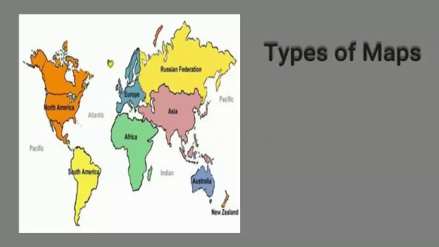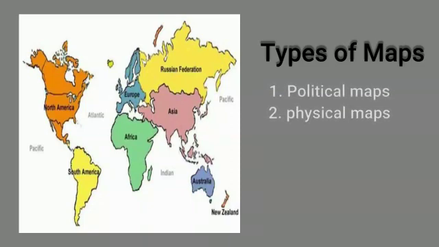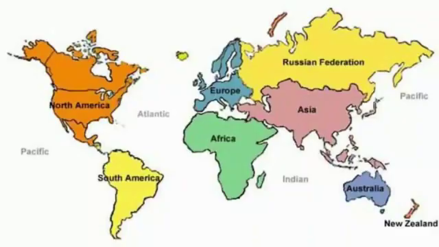Now, the types of maps. There are different types of maps. The most common two types of maps are political maps and physical maps. Political maps show national boundaries of different countries and states. For example, this is a political map of the world, and you can see here that the different countries are shown with different colors.